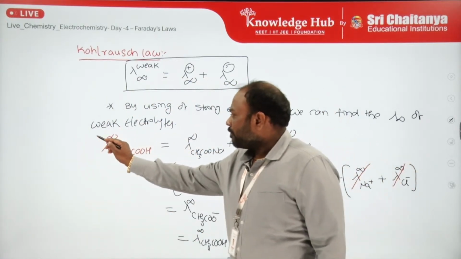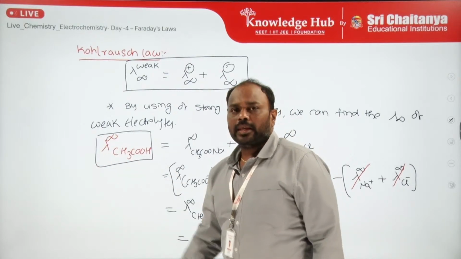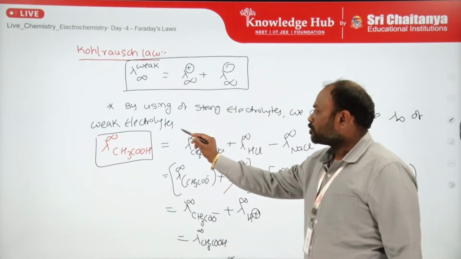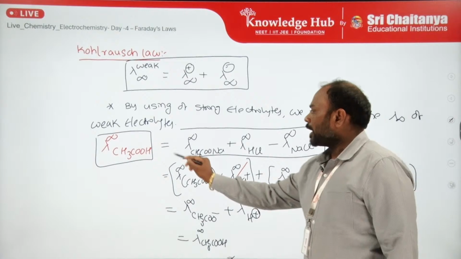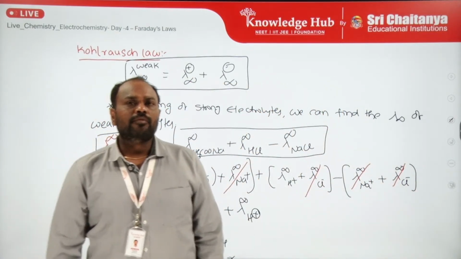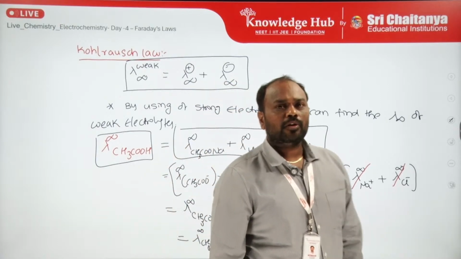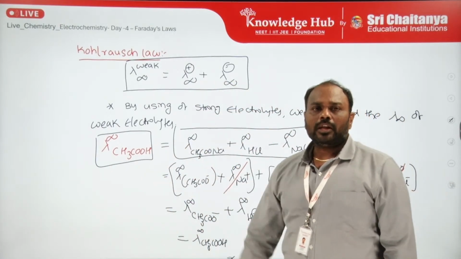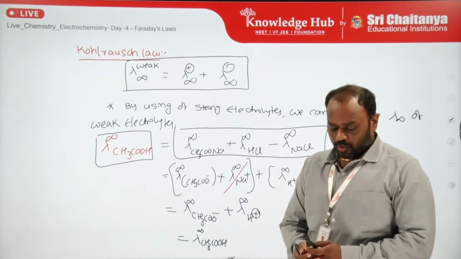So equivalent conductances of weak electrolytes are calculated by using strong electrolytes. Okay. So in this way we identify the equivalent conductances of weak electrolytes by using strong electrolytes, which is given by the Kohlrausch law.